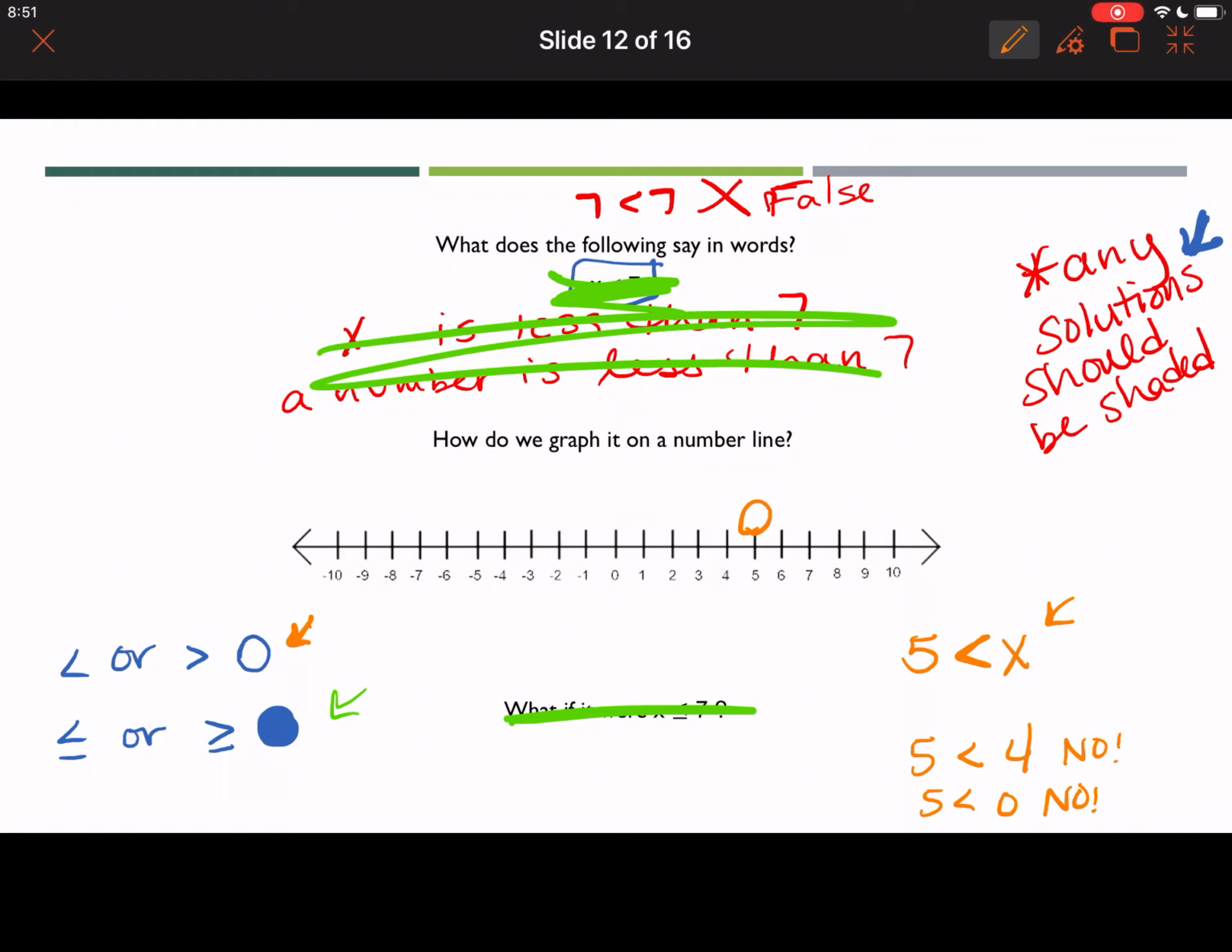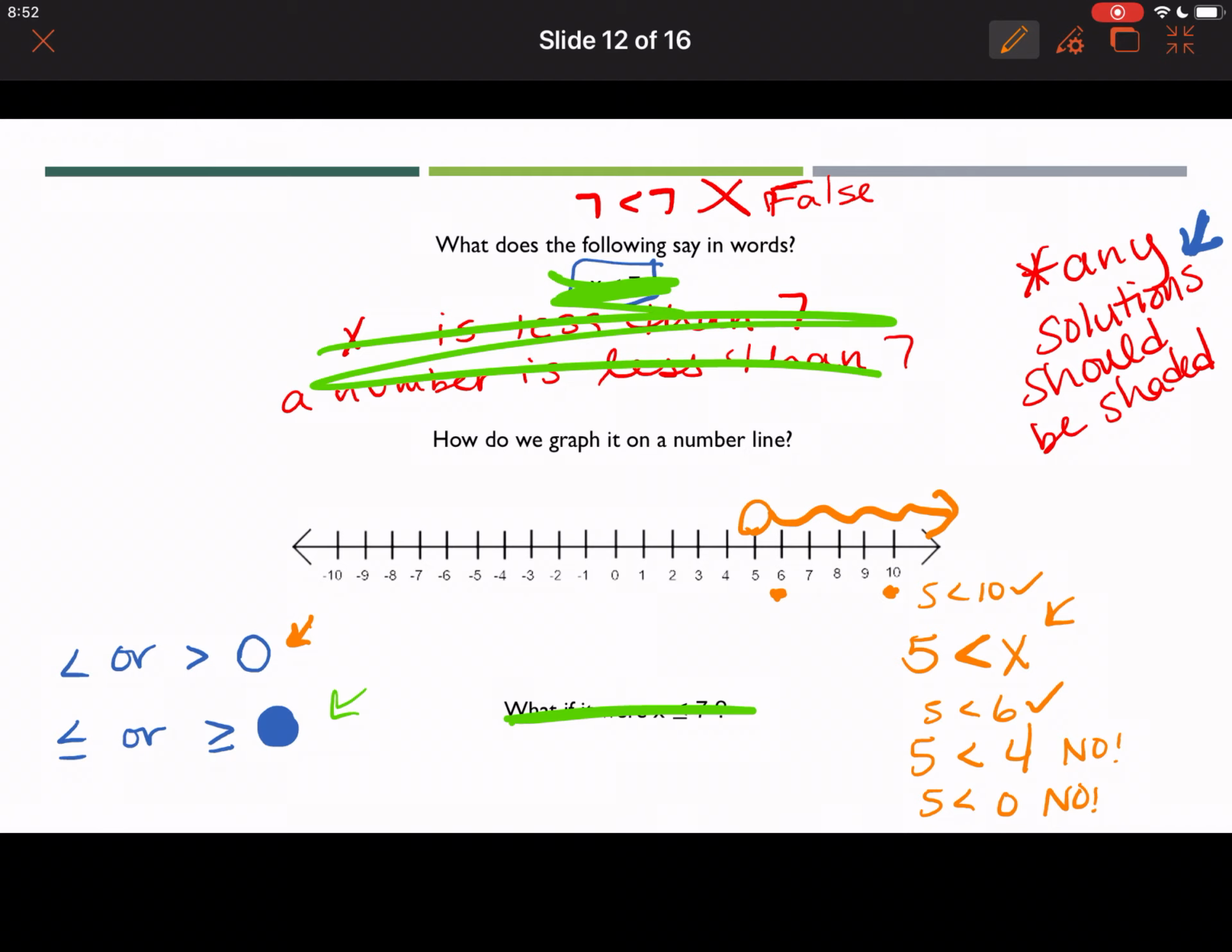So let's think about numbers on the other side. Let's pick like 6. Is 5 less than 6? Yep. So 6 should be shaded. Is 5 less than 10? Yep. So 10 should be shaded. These numbers are over here. So this one would go like that.